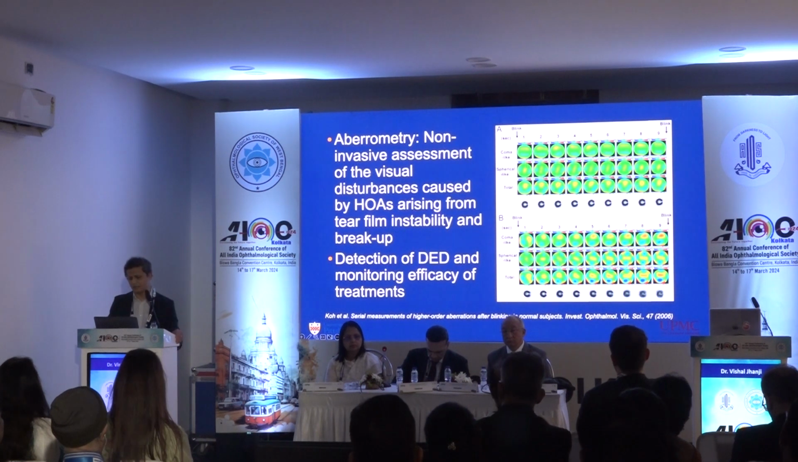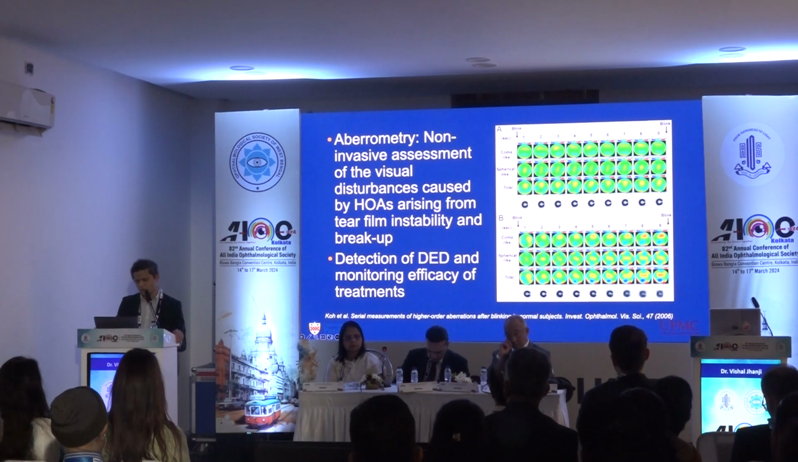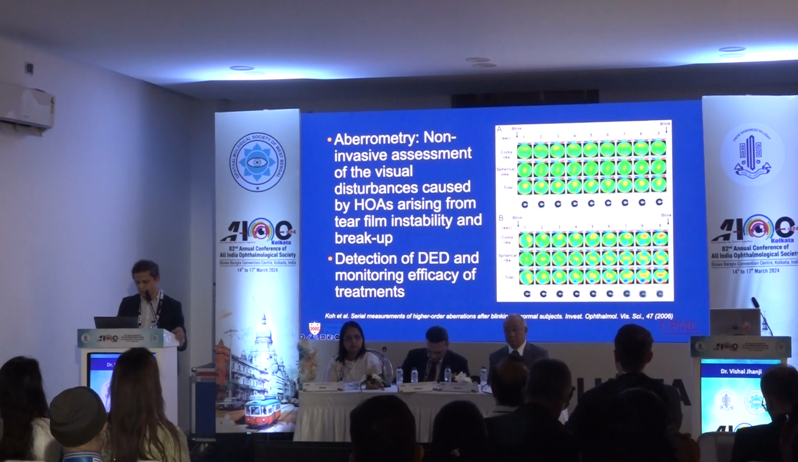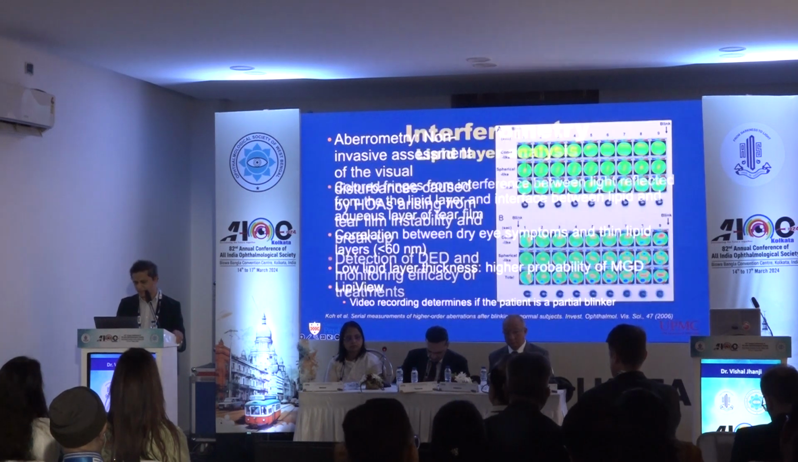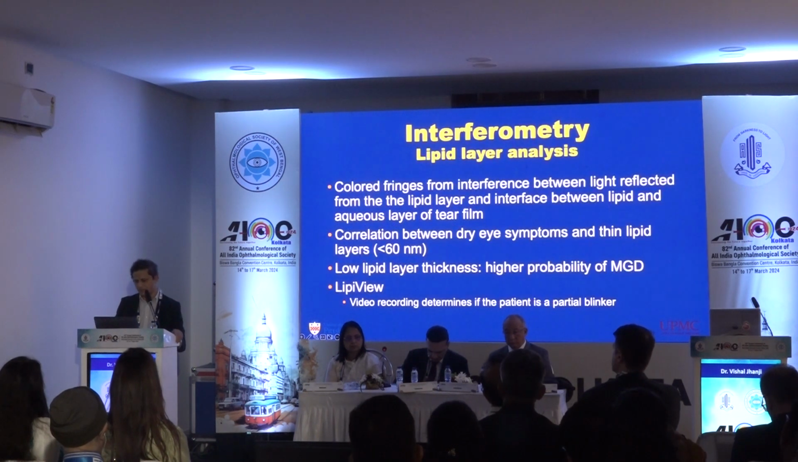You can use aberrometry. It's a non-invasive assessment of visual disturbances that can detect dry eye disease, and you can again monitor the efficacy of treatment. So the concept is the same. You're looking at the surface irregularity index.